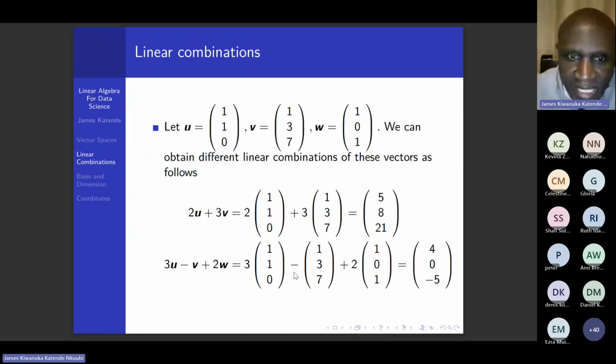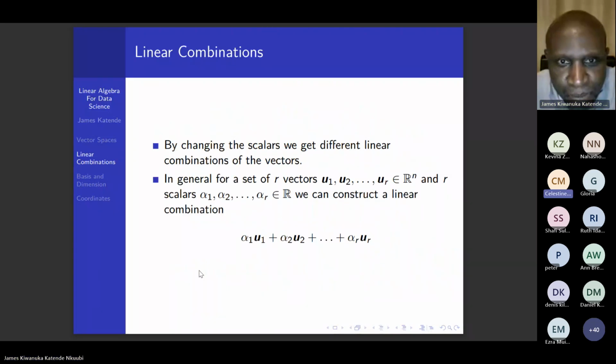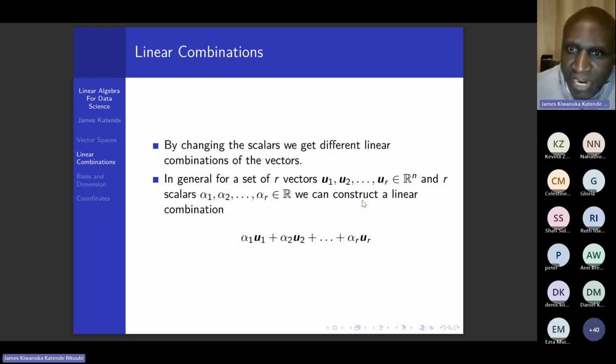So if you switch the scalars, because you are not limited to just the scalars that you have put here, you can put any real numbers as your coefficients here. Then you keep getting new vectors that are linear combinations of the given vectors. So in general, if you work in Rn and you have a set of r vectors, you can have a corresponding set of r scalars, and a linear combination is simply the sum of multiples of the vectors. Multiply each vector by a scalar, and then add them up. This gives you a linear combination.